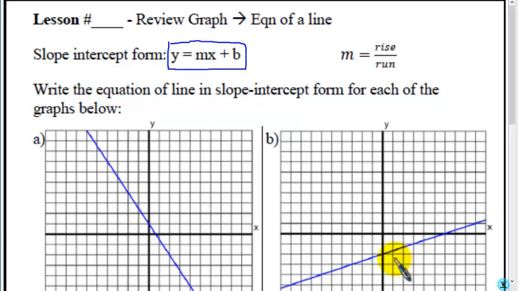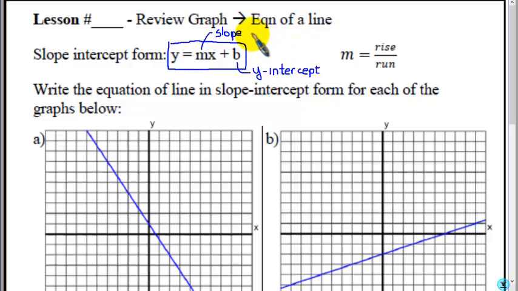Okay, so remember, letter M stands for slope, and B stands for y-intercept, or where the line touches the y-axis. Also, we need to remember that slope is defined as rise over run. Rise is the movement up and down, and run is the movement left to right.